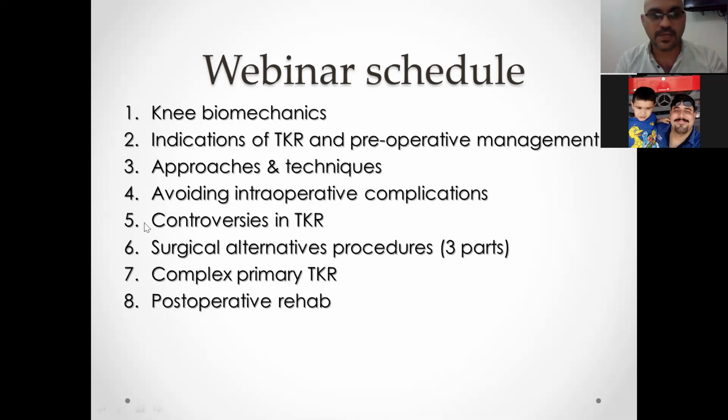for example, whether to replace the patella or not, and whether to use CR or PS. Another thing is whether there are surgical alternatives. The surgical alternatives are 3 parts, especially if you don't need to do a total knee arthroplasty, and each one of them has a special webinar. The first one is the unicondylar replacement, the second is arthroscopic debridement, and the third will be high tibial osteotomy.